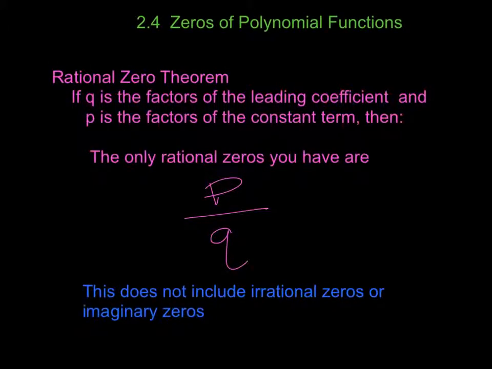The rational zero theorem says if Q is the factors of the leading coefficient and P is the factors of the constant term, then the only rational zeros you have are P divided by Q. This does not include irrational zeros or imaginary zeros.